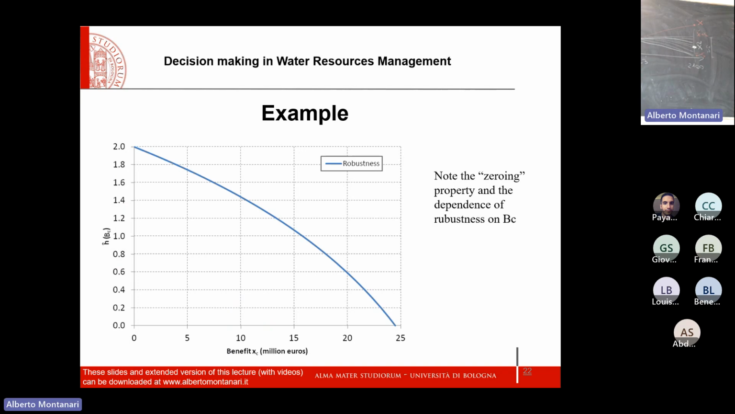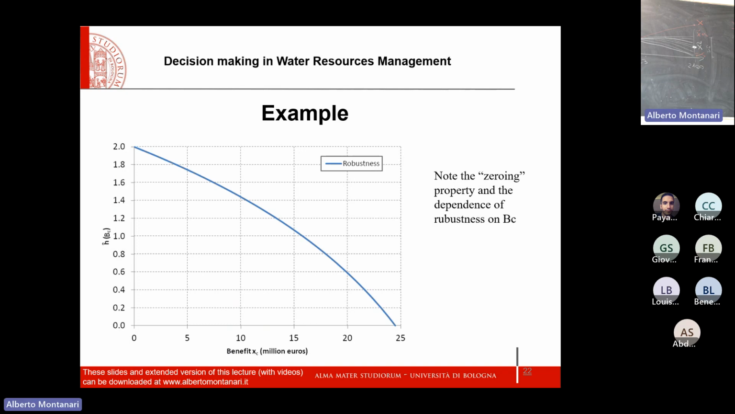there is a mistake. I need to change this. It's not benefit xc, but it's benefit corresponding to xc. This one, I need to correct this. I'm sorry, I just see this now. It's benefit corresponding to xc. Okay. Because the benefit is called b. So here I should have put here BC.